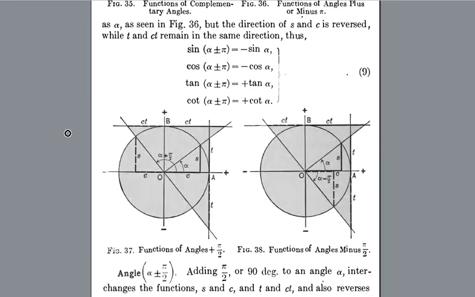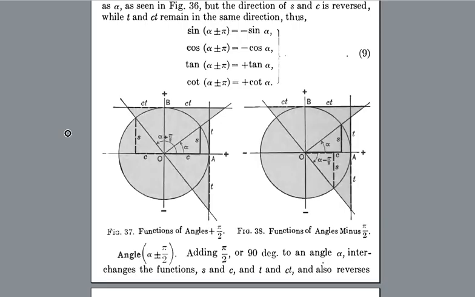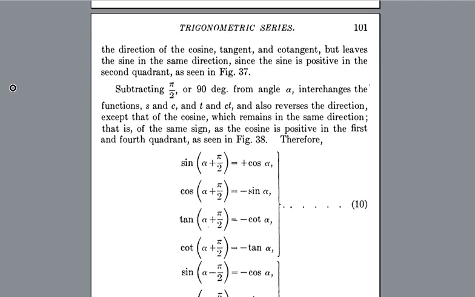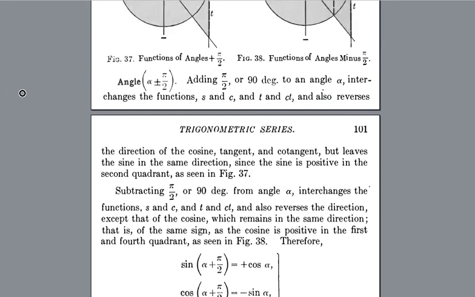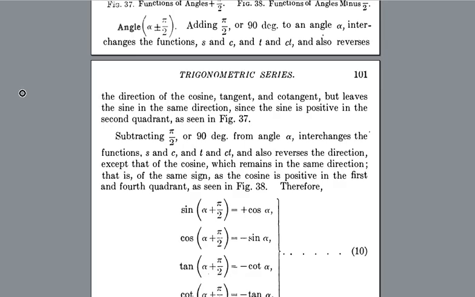Angles alpha plus or minus pi divided by 2. Adding pi divided by 2, or 90 degrees, to an angle alpha interchanges the trigonometric functions associated with S and C, as well as T and CT. Additionally, their directions are reversed. It also reverses the direction of the cosine, tangent, and cotangent, but leaves the sine unchanged. This is because the sine remains positive in the second quadrant, as shown in figure 37.